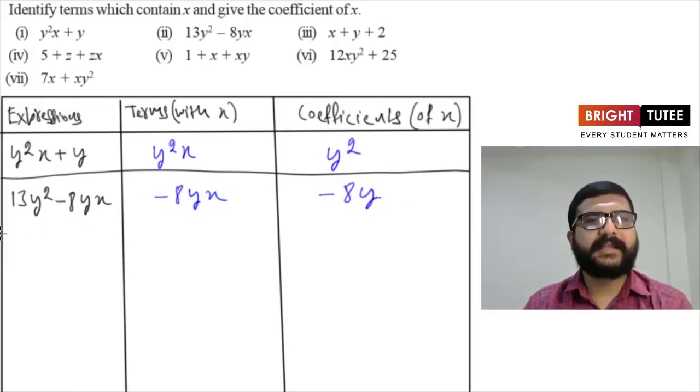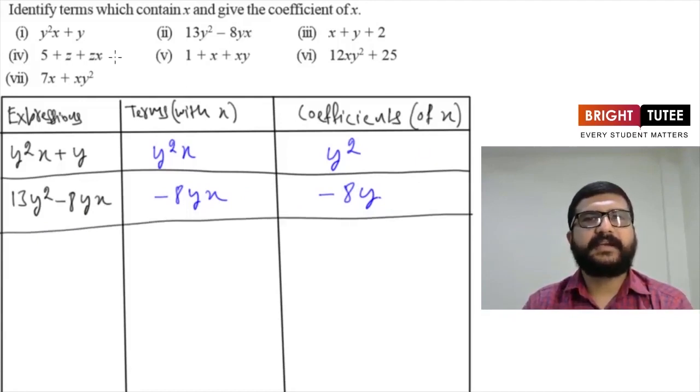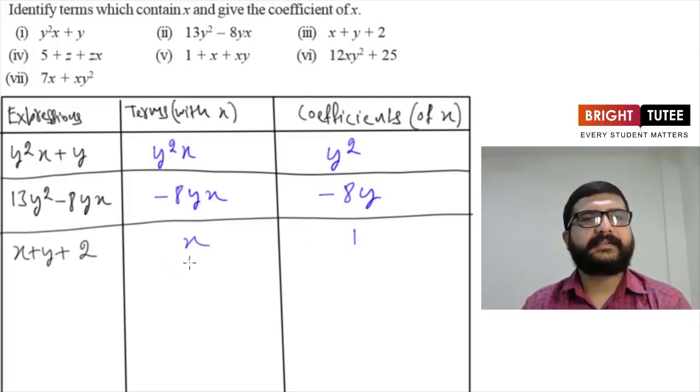Now let's see the next expression. It is x plus y plus 2. Here the term which is having x is x only, and the coefficient will be 1. Here there is only one coefficient. Here the coefficient is numerical coefficient, and that is 1. Whenever we are having coefficient as 1, we never write it with the term.